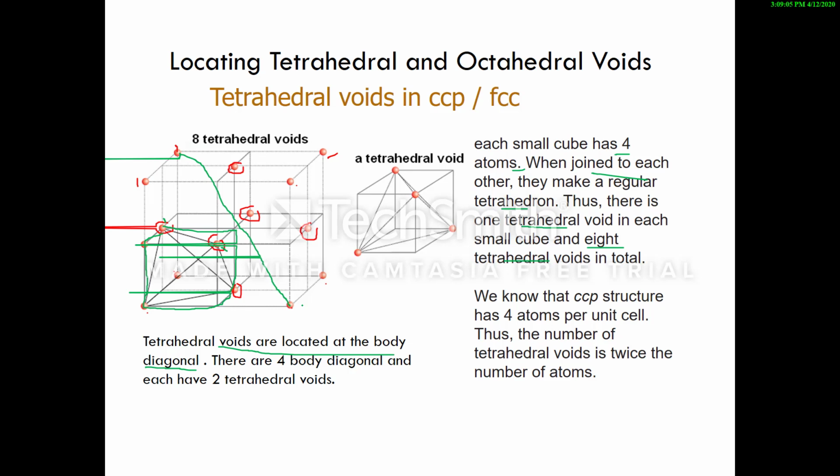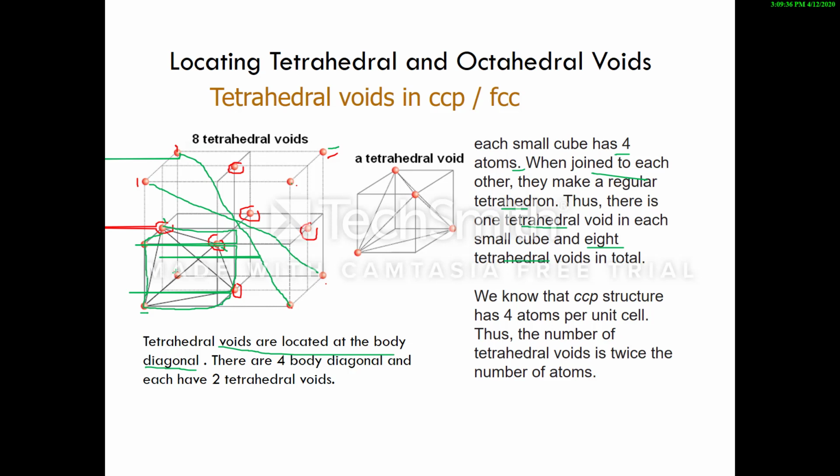In this we can say that there are 4 body diagonals. Now this is one. If we join this with this, this is the second body diagonal, and then this may be joined with this. Its opposite is this one. This may be joined with this. This is the third body diagonal, and this is joined with this one. This is the fourth body diagonal.